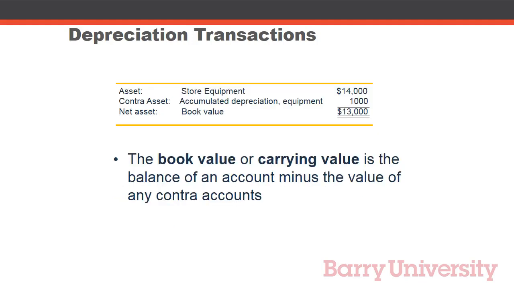This is how we will record the equipment after this transaction in the balance sheet. If the cost of the equipment was originally $14,000, store equipment minus the accumulated depreciation on the equipment of $1,000 results in a book or carrying value of the equipment of $13,000. The book or carrying value is the balance of the account minus the value of any contra accounts.